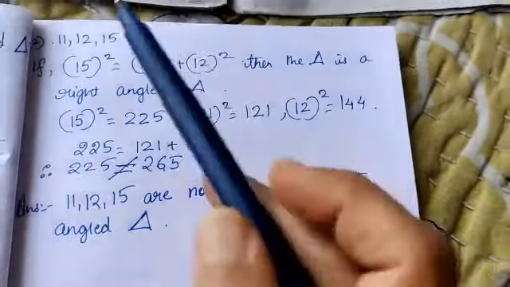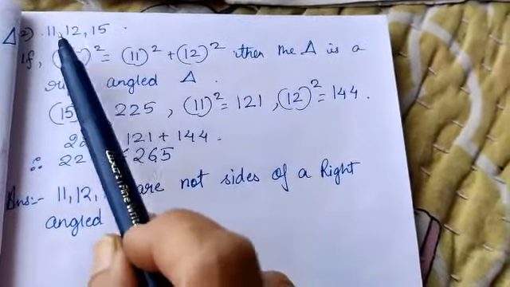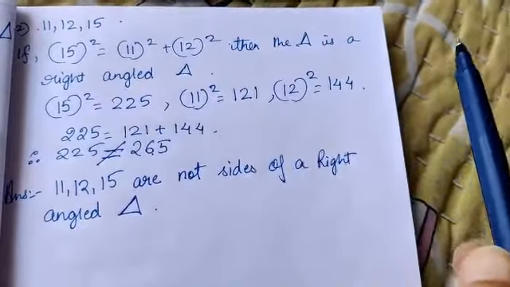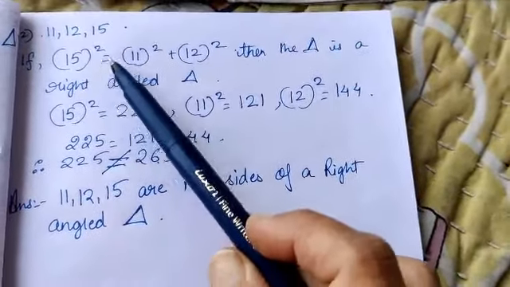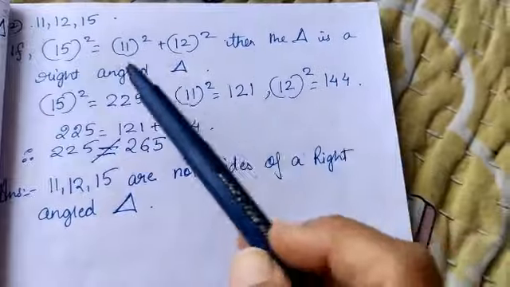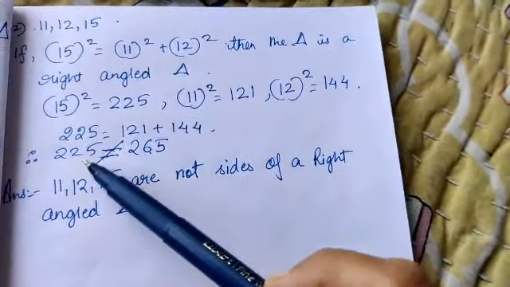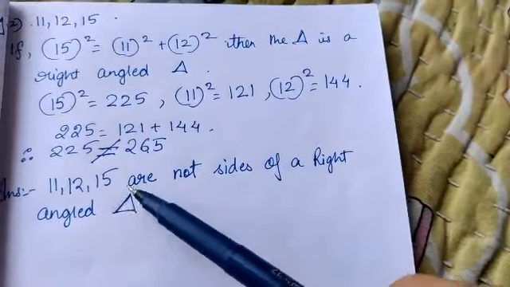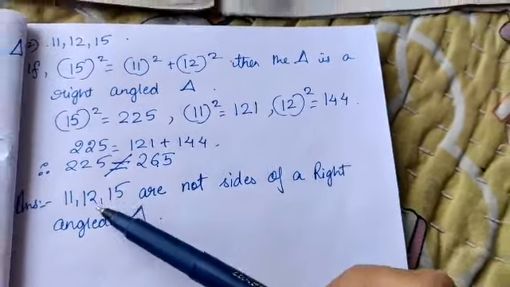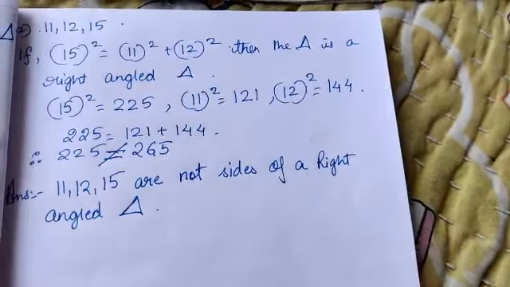Then we have our next set, 11, 12, 15. We use the Pythagorean triplet formula to check whether it's a match. Then we just put it down, see whether it's equal. It's not equal here, so we can say that these 3 sides are not sides of a right angled triangle.